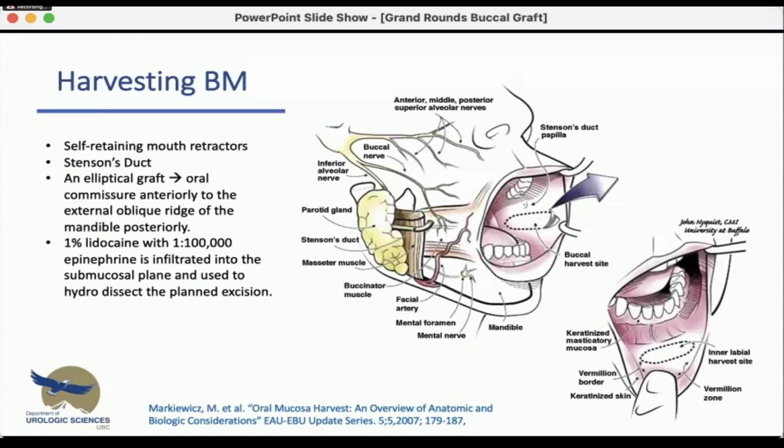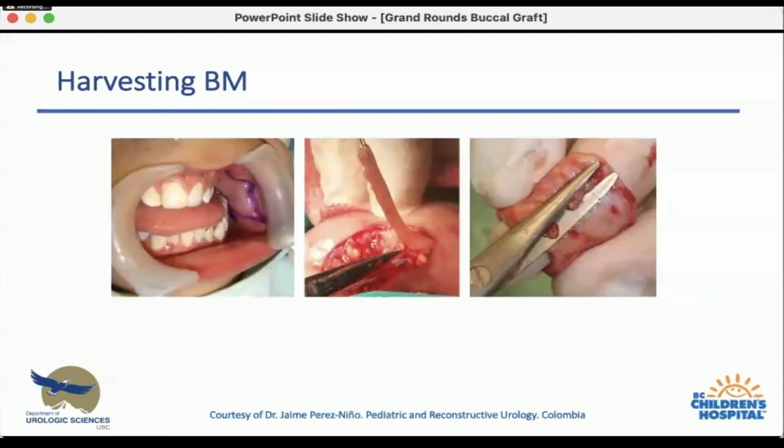So once we've identified it, an elliptical or a rectangular graft is drawn from the axis extending from the oral commissure anteriorly to the external oblique ridge at the mandible posteriorly. Once we've done that, we can inject 1% lidocaine with epinephrine to infiltrate into the submucosal plane and use it as a hydrodissection. This picture, courtesy of Dr. Jaime Perez, illustrates step-by-step the process of harvesting and graft defatting.